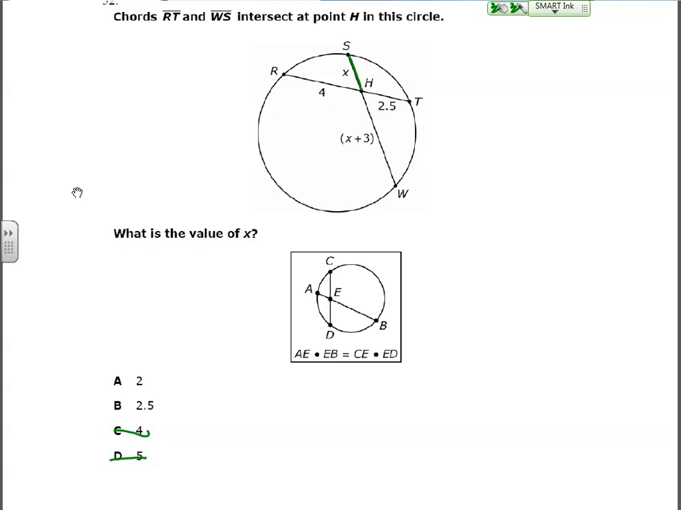It looks like it might be congruent to HT, okay? But then you go down here and you look at the relationship. It says AE times EB, so the part times the part equals CE times ED. The part times the part equals the part times the part. Applying that up here, it means that x times x plus 3, the part times the part, is equal to 4 times 2.5.